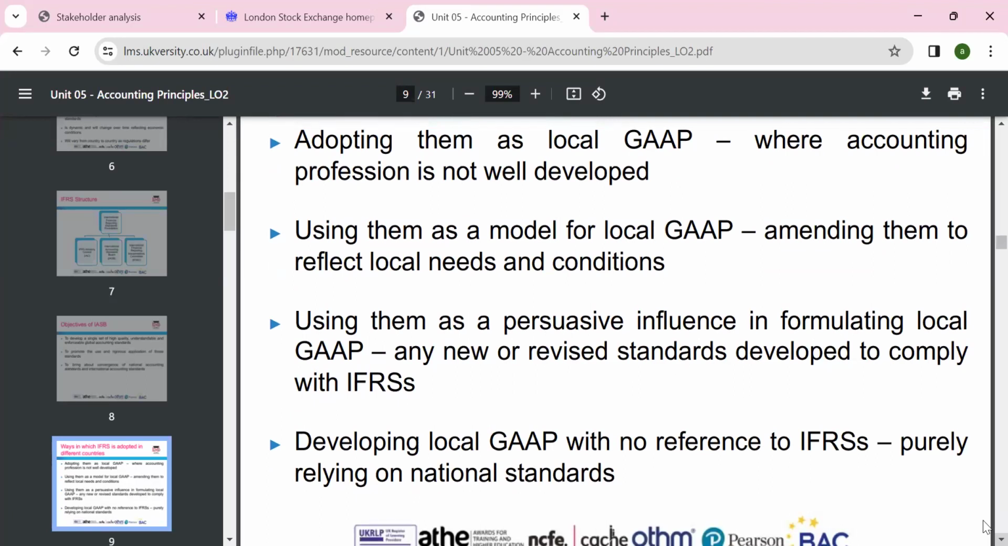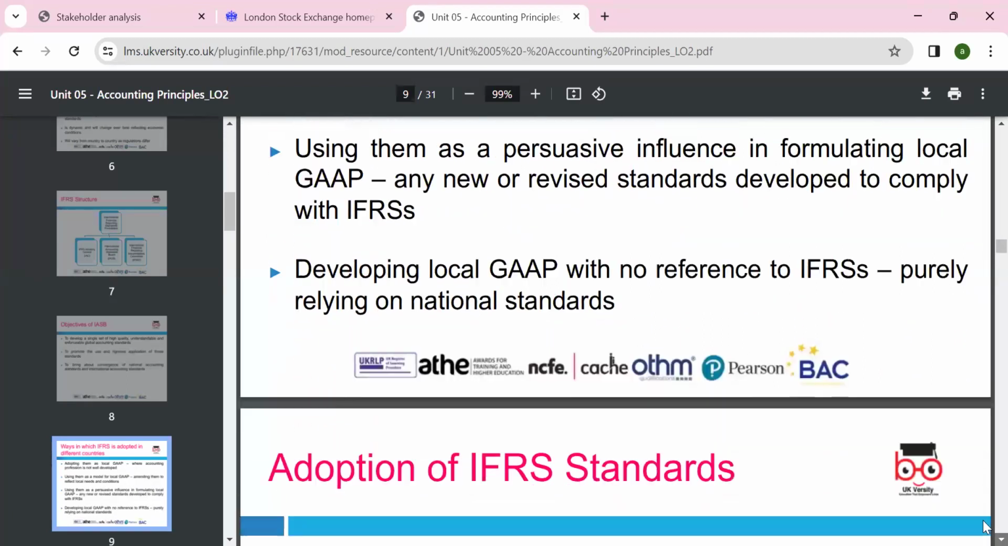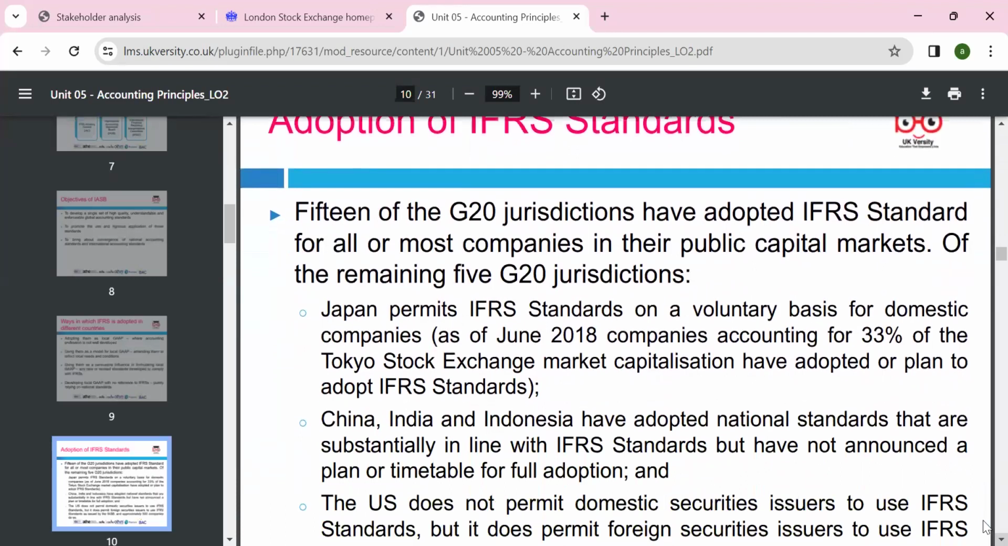We can do it locally, because every country has its own rules and regulations. So some local standards we can keep, but we can embed them with the international accounting standard, because I'll give you an example in the next few slides. Develop the local GAAP with no reference to the international financial reporting standards, purely relying on the national standard, or adopt the international standard.